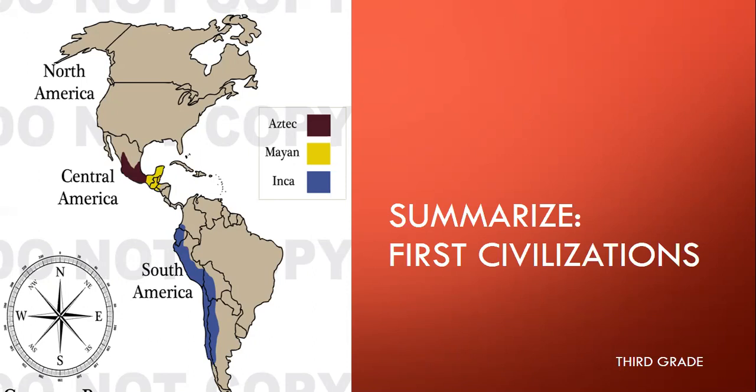So before we start, I would like to remind you what the first civilizations in America were. First of all, we have the Mayan, located in Mexico. Then we have the Aztec, also located in Mexico. And finally, the Inca civilization, located in Peru, Chile, Bolivia, and Ecuador.